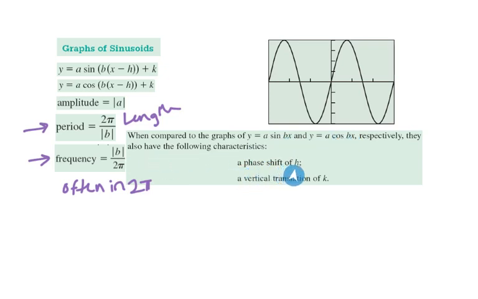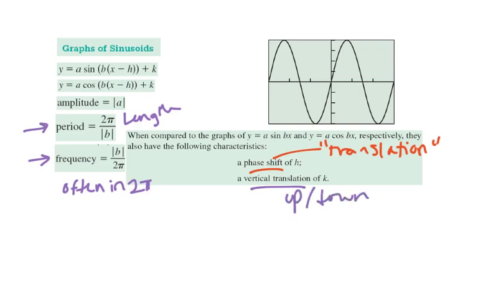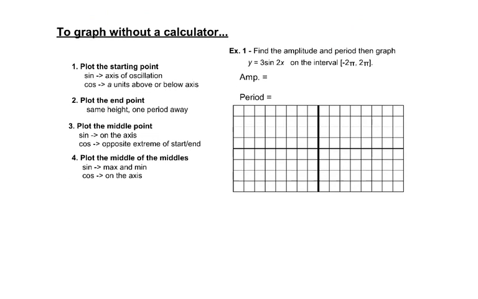So a phase shift of h, meaning that it's going to, we call that a phase shift versus a translation. It's all the same. We just know that we're now working with a sinusoidal function, and so we call it a phase shift. And then we also have vertical translation, but again, that's your up or down shift with k. So just getting back to that idea of a, b, h, and k and how those shift, and then introducing this amplitude, period, and frequency of a sine graph.